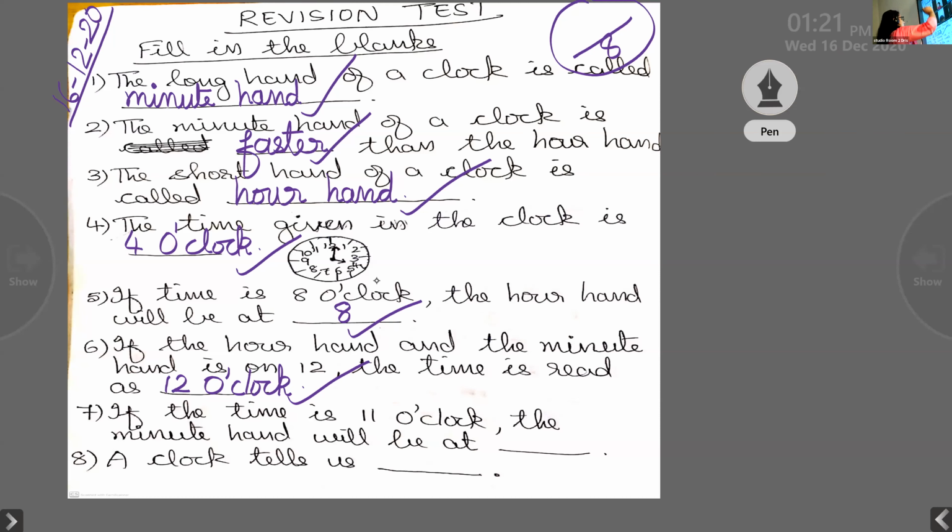Yes. Aditi Arun. Aditi, seventh one. If the time is 11 o'clock, the minute hand will be at? 12. The minute hand will be at 12. The time is 11 o'clock. The short hand will be at 11 and the minute hand will be at 12. That's all. Just 12 we have to write. Okay, good. If the time is 11 o'clock, the minute hand will be at 12.